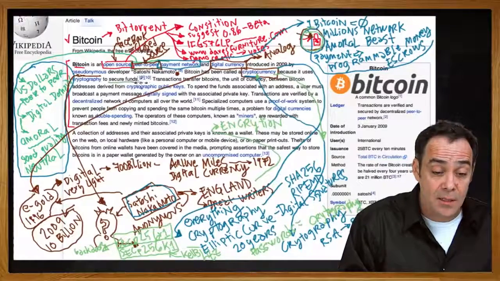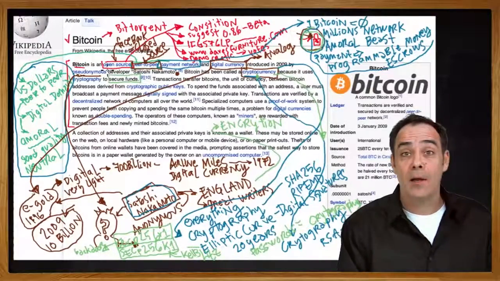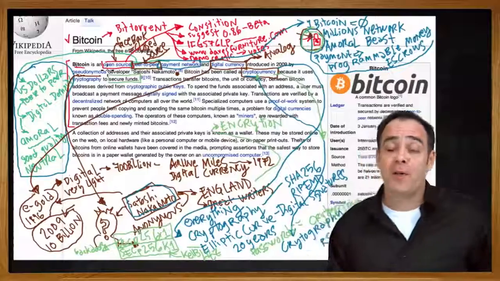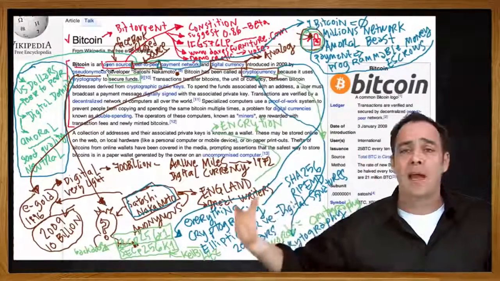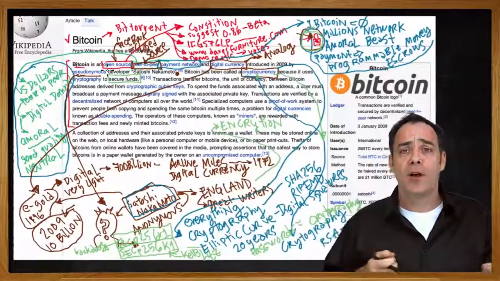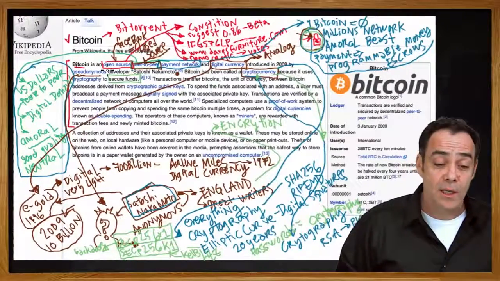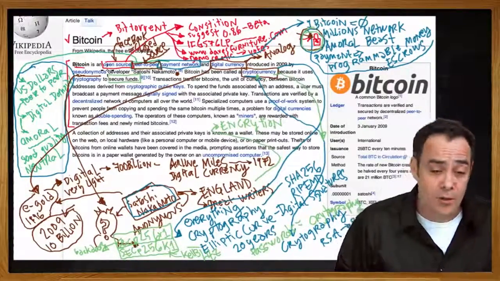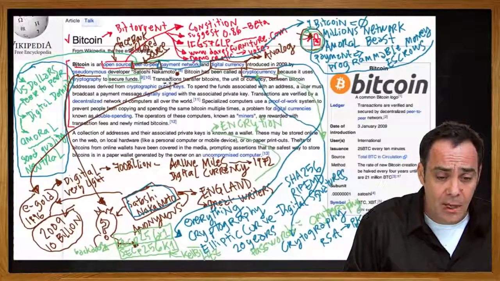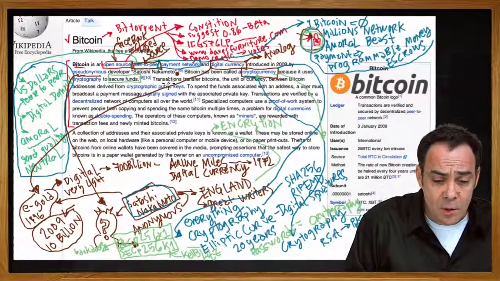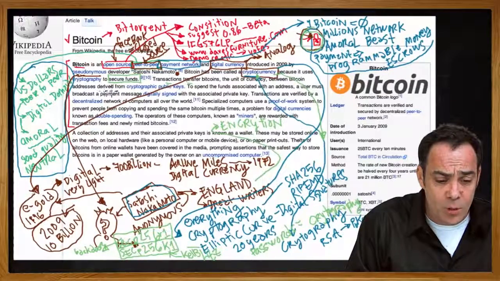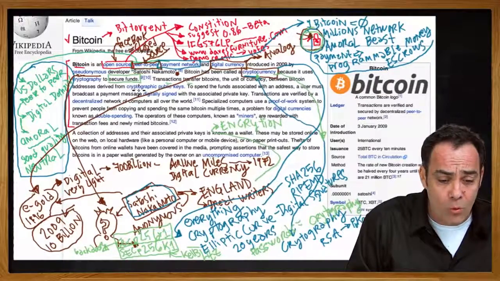And all I can say is, yeah, it better be using cryptography to secure my funds, because the internet doesn't have bricks and security guards and armed guards sitting around it. The internet is open, so you need cryptography. It's the only way you're going to secure funds on the internet. Okay, transactions transfer bitcoins, the unit of currency, between Bitcoin addresses derived from cryptographic public keys.